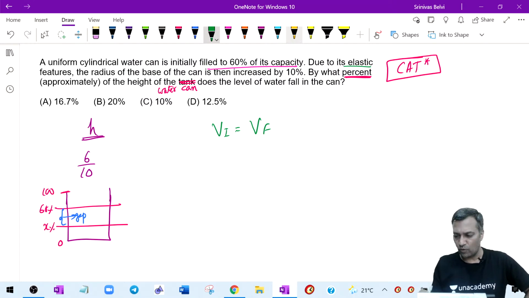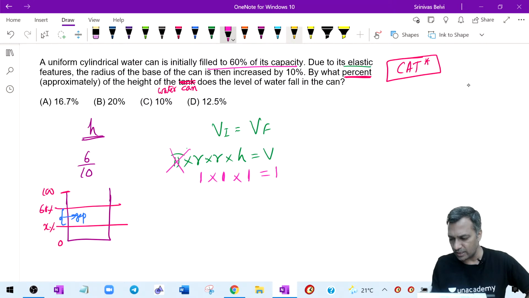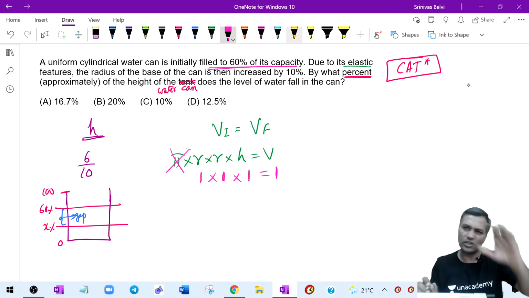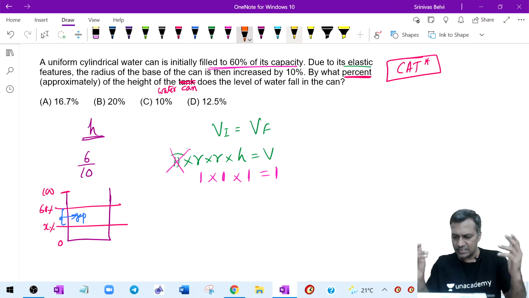What is the volume? Volume is made up of the cylinder formula, pi r squared h. Let's say pi is irrelevant because it's a constant. One for radius, one for height, and one for volume. Assuming this 60%, leave it. First, let's understand what happened to the volume itself, from the second scenario.